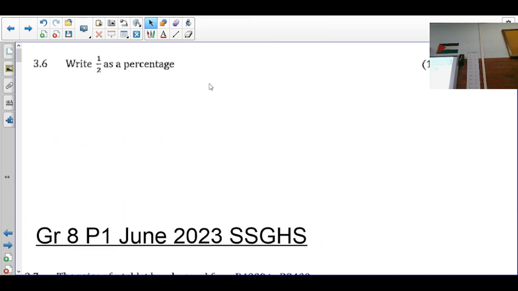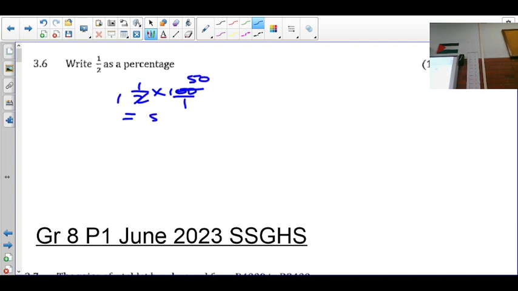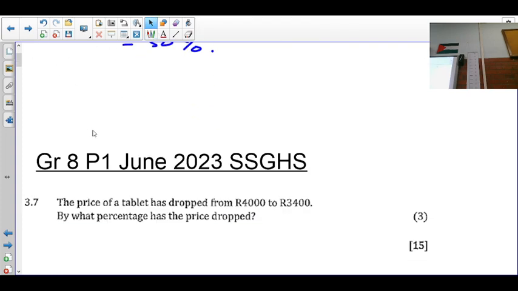Then they ask you to write a half as a percentage. So you say a half multiplied by 100. As you can know, percentage is a representation of unit is 100. So it's over 1. So 2 goes into 2 once, 2 goes into 100 50 times, so it's 50%. Okay.